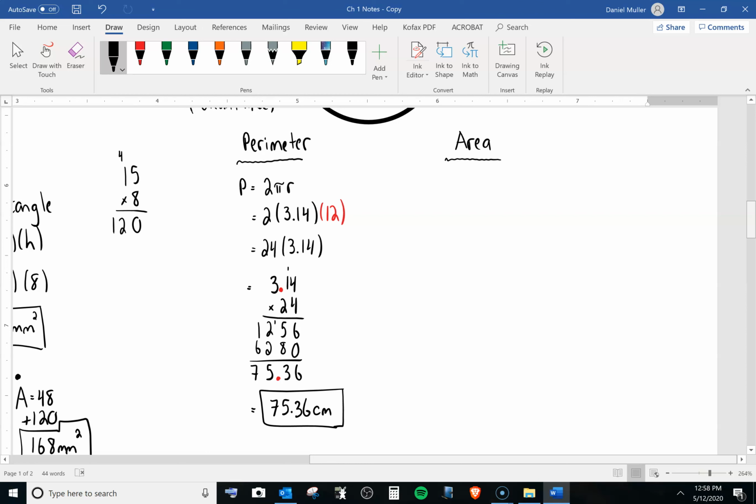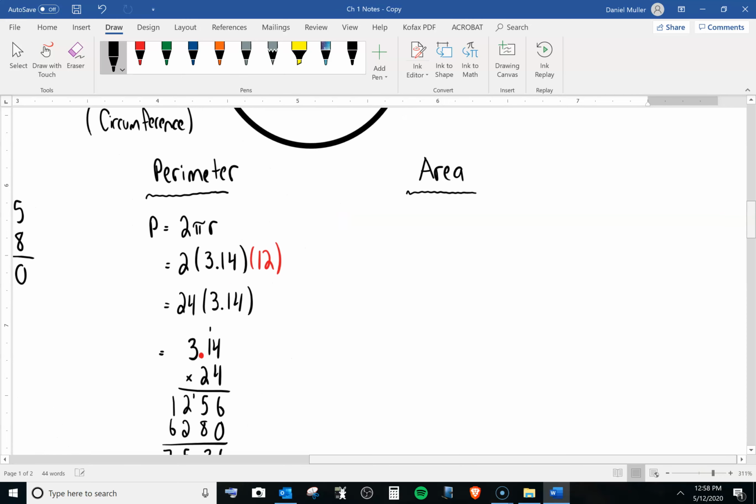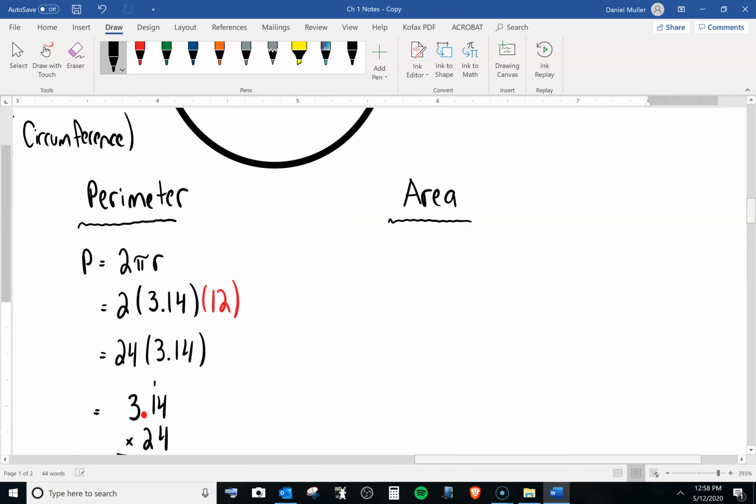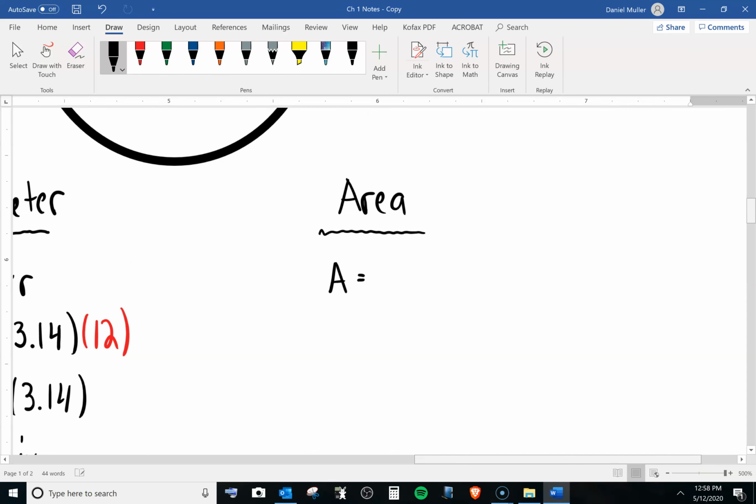You estimate pi to be 3.14, and then you can just multiply it like you normally would multiply, so times 24, and then add in the 2 decimal places after. And perimeter, you're going to have to remember that formula. In the same way, the area of a circle, you're going to have to memorize that. That is pi r squared.